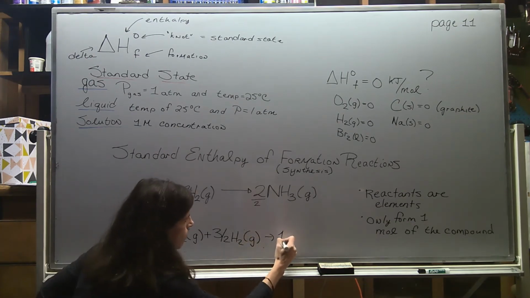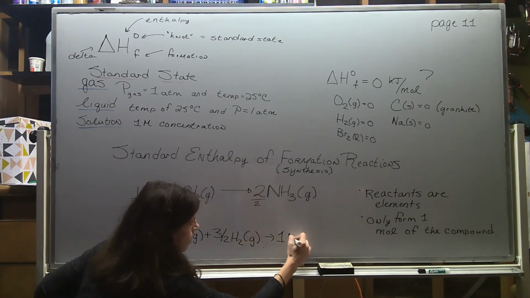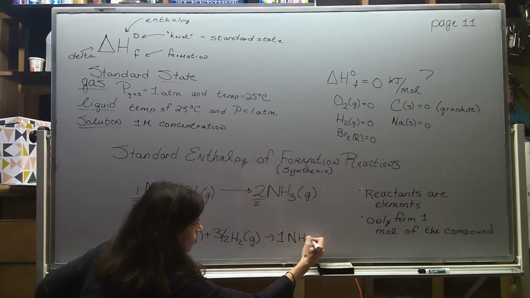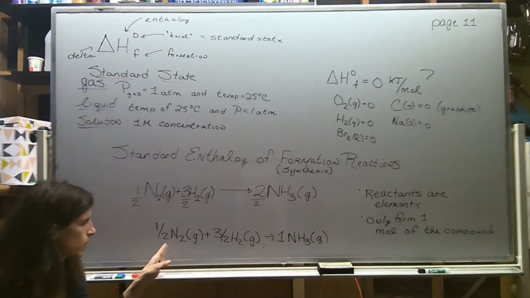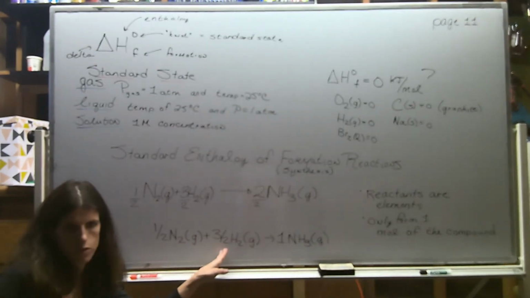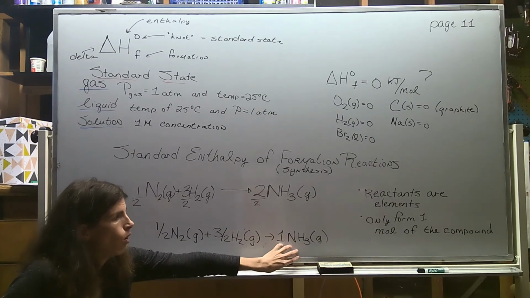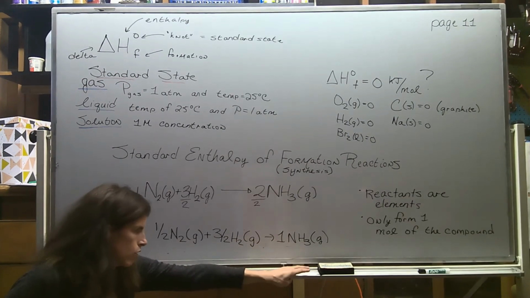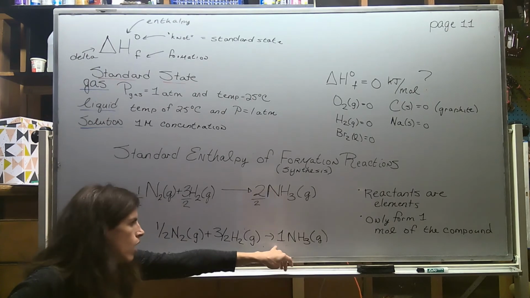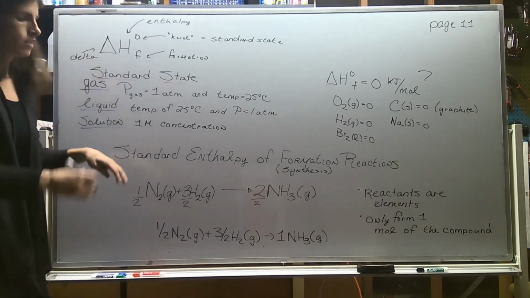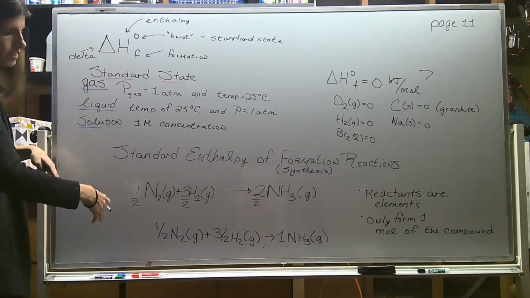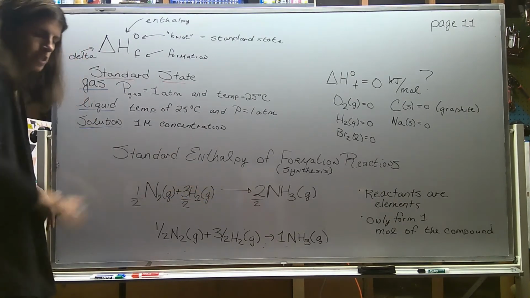goes to 1 mole of gaseous ammonia. And again, this would have a 0 value, this would have a 0 value, and all the heat then, either released or absorbed, would be associated with the ammonia. And so that makes it easier for scientists to measure if they think about it this way.